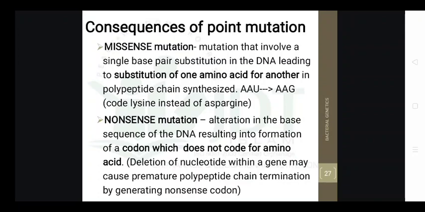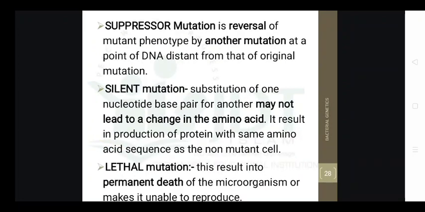Second one is nonsense mutation, in which an alteration in the base sequence of the DNA results in the formation of a codon which does not code for an amino acid. That means we have three nonsense codons, which give a punctuation mark, a stop signal. That will occur in nonsense mutation, which will not code for any amino acid. After the mutation, the codon will change to one which will not produce any amino acid. That is known as nonsense mutation.